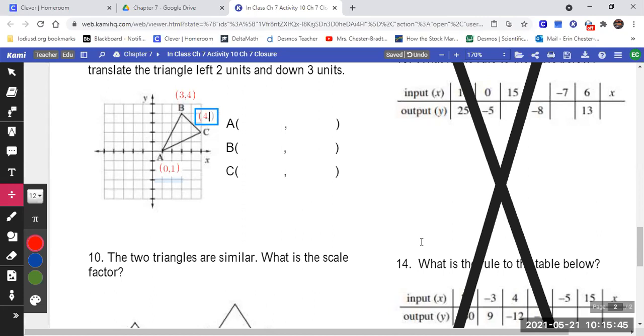Okay, all right, so we have A, B, and C, and now we have to do the math to move them. And they told us three units left. So what is that going to do to our coordinates? We're finding A prime. Remember, we talked about this. We're starting at 0, 1, and it tells us that we're supposed to go two left. Is that going to be adding or subtracting if we're going left?